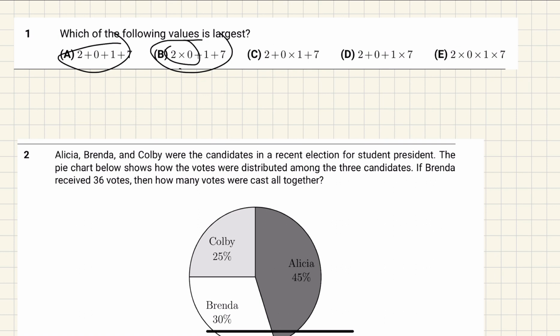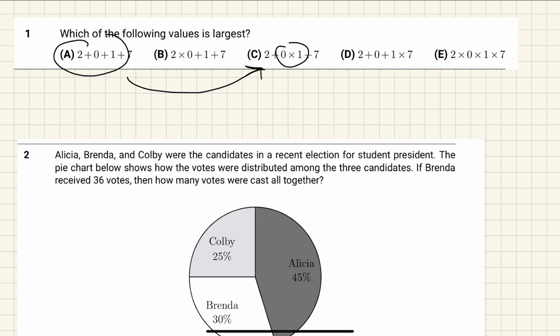This one, because it's got 2 times 0, is clearly going to be smaller than 2 plus 0. So we know that A must be the biggest. Then we just compare this. Here, once again, we've got a 0 times 1. It's got to be smaller than this, so we know that A is still bigger.